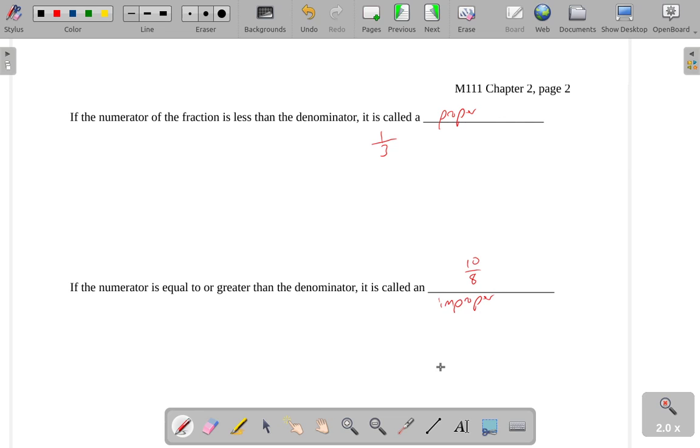Other than it's called an improper fraction, there's not really anything bad about improper fractions. There's no reason not to use them. Well, there are definitely some reasons to use them and some reasons not to use them, but don't feel like you need to avoid improper fractions because they're somehow invalid. The improperness is just a word.